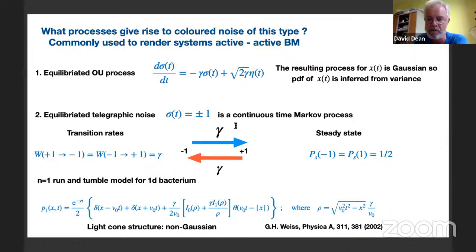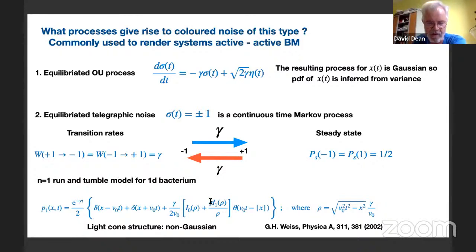The steady state of that is obviously that the probability of going to the left is equal to the probability of the right, equal to a half. A number of authors have looked at this, and you can compute the full probability distribution for this n equals 1 run and tumble model for a bacterium. The interesting thing is that you have a sort of light cone structure, because the last two terms with the delta functions correspond to a particle that started moving off to the right with a positive velocity, and exponential minus gamma t is just the probability that it's never flipped. This is the corresponding term for a particle which started going to the left.